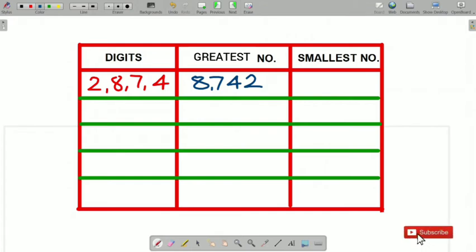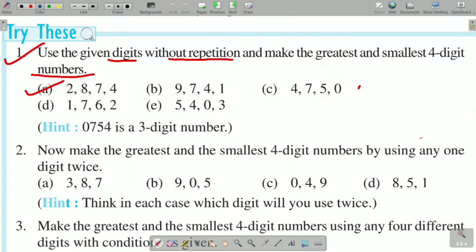And for the smallest number, you have to find the smallest digit. So what is that? That is 2. So write here 2, then the greater number is 4, then another greater 7 and then the greatest is 8. It means in ascending order you have to put all these digits. So it is now 2478 according to the Indian number system. Now let's pick out another question.